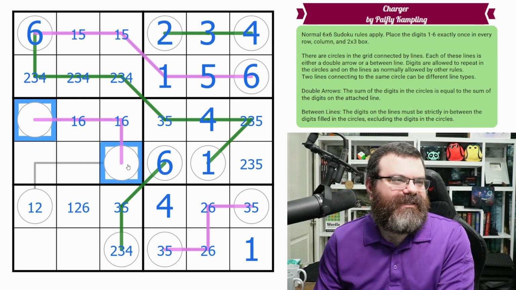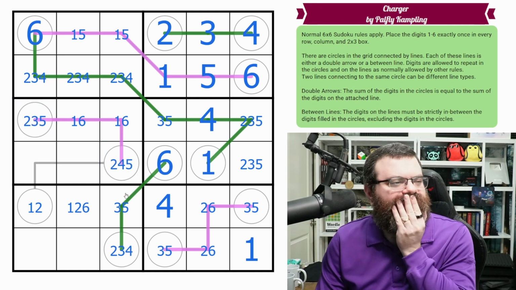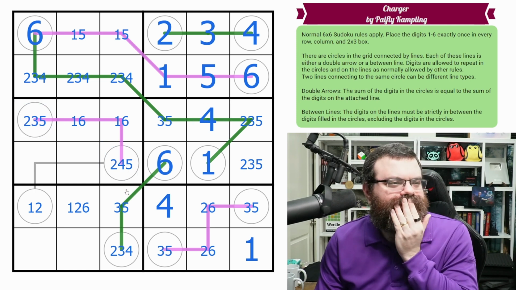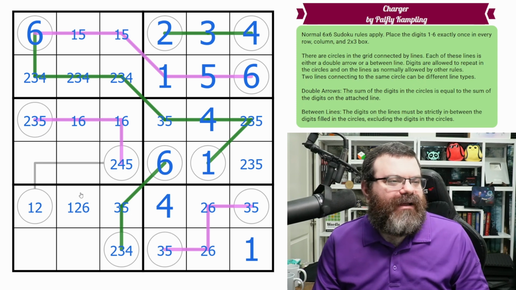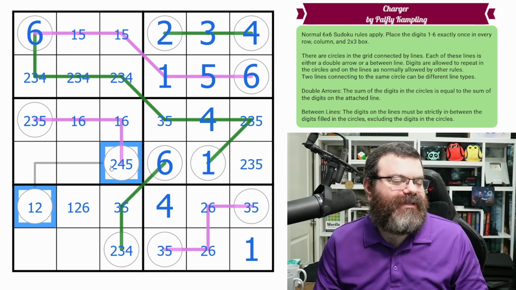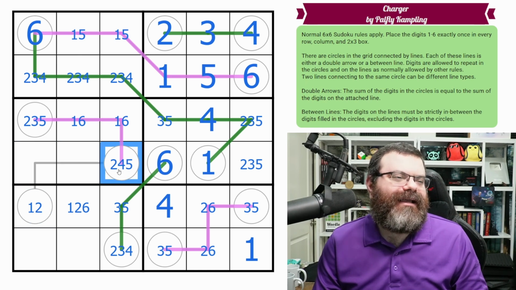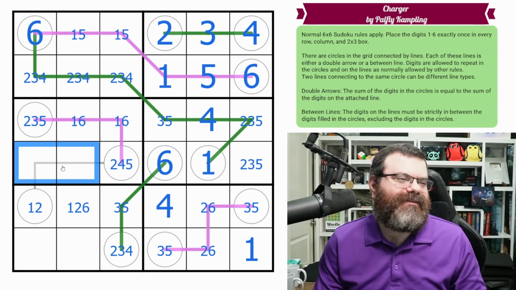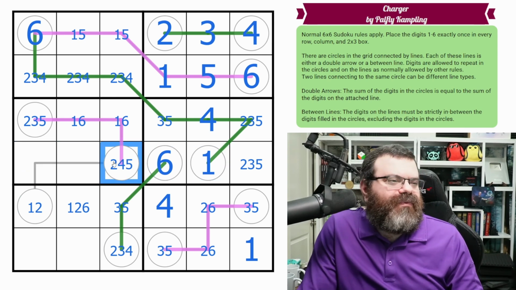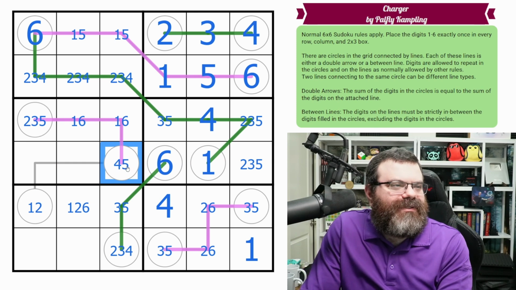2, 5 seems to be pretty open. 3, 4, this 4 tells us this would be 3, this would be 4. Well, this is never a 2. Because between line, there'd be nothing in between. And then double arrow, this would only add to 4 max. Actually, yeah, and without a 1, we can't have this add to 4, right? Almost worked, but no. So this is never a 2.